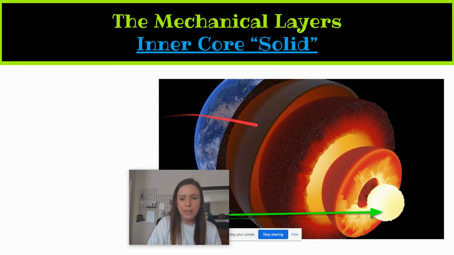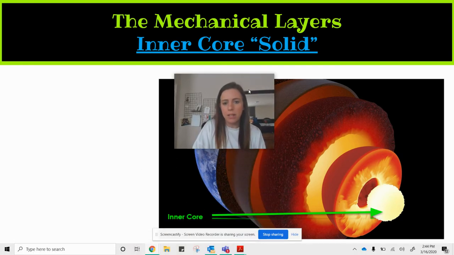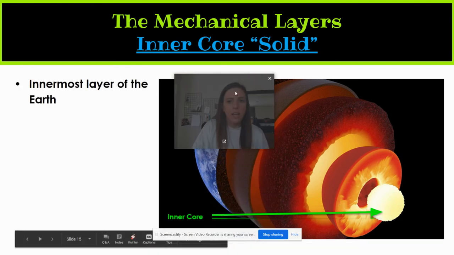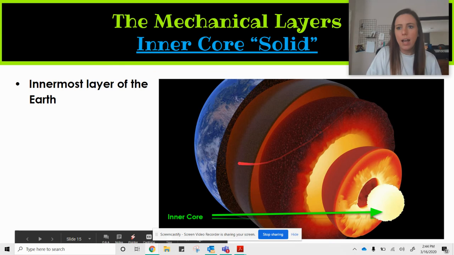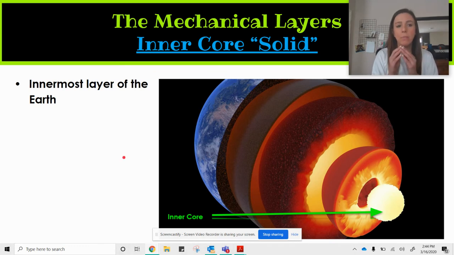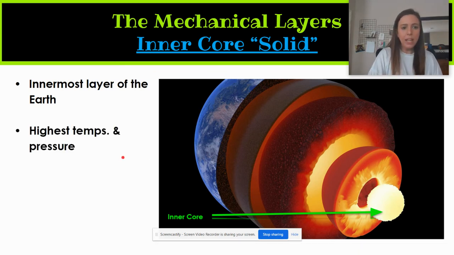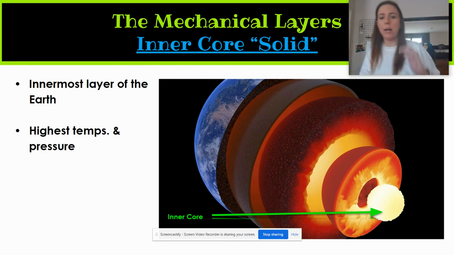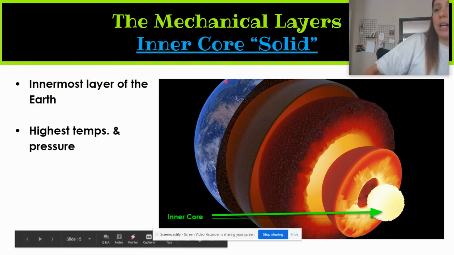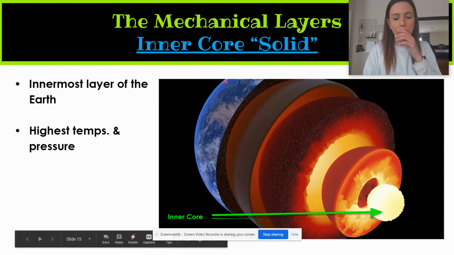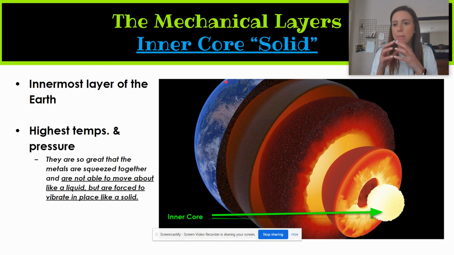The next one we have is going to be the inner core. Let me move this up here. The inner core is the innermost layer of the Earth. It has extremely high temperatures and a lot of pressure. So think about the core and all the layers that are on top of it, and the amount of pressure that must be on the core at that point. Due to that extreme temperature and that extreme amount of pressure, the inner core is actually a solid.